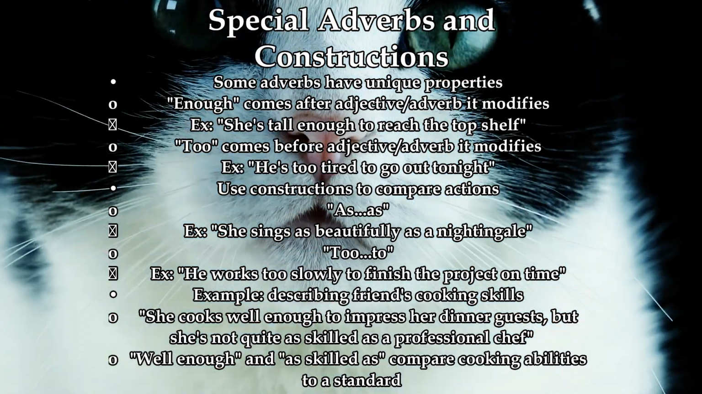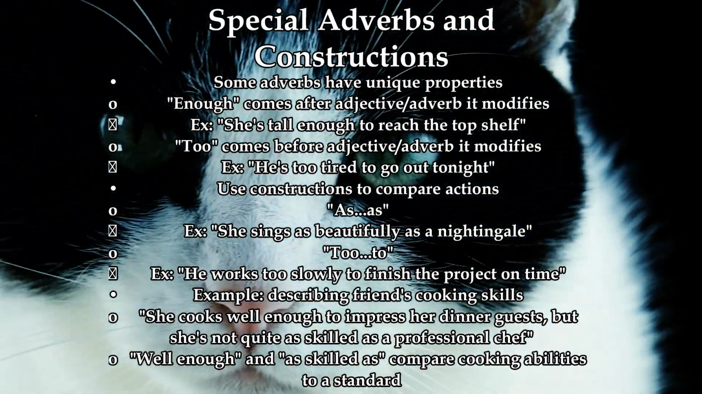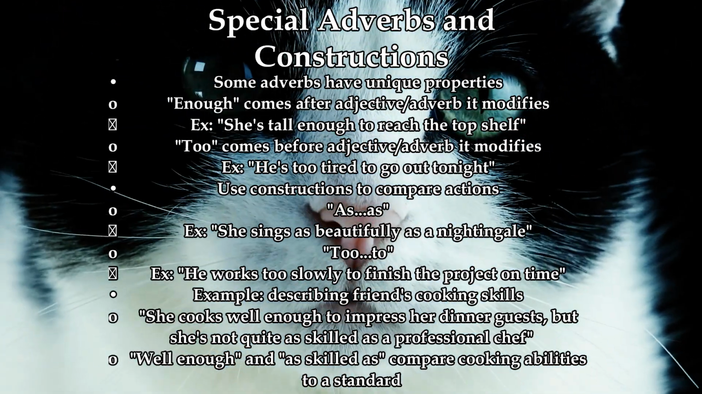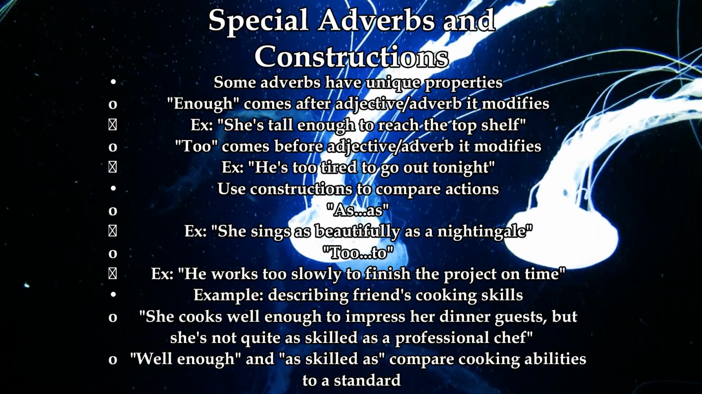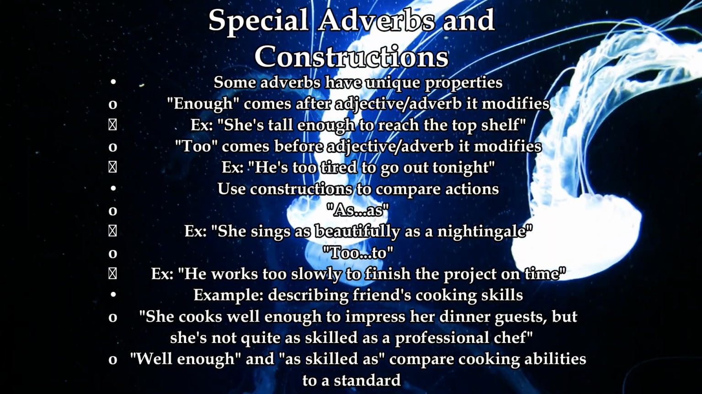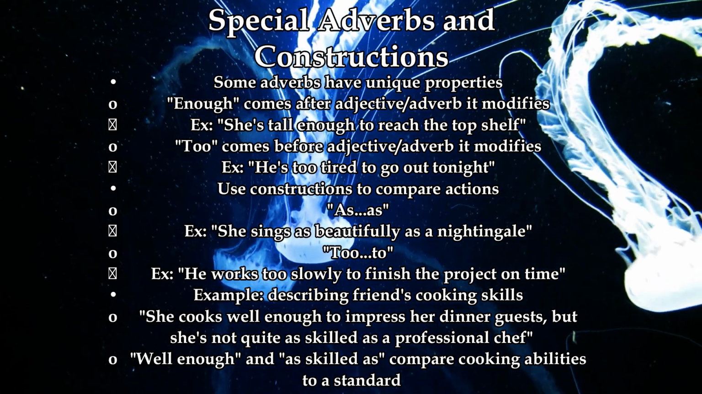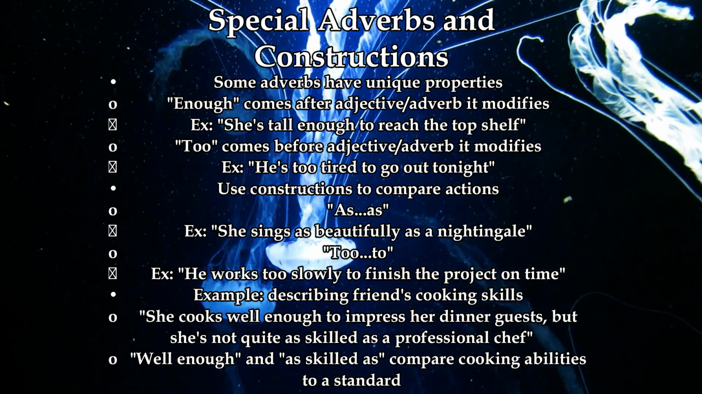Let's say you're describing a friend's cooking skills. You could say, she cooks well enough to impress her dinner guests, but she's not quite as skilled as a professional chef. Here, well enough and as skilled as are special constructions that compare your friend's cooking abilities to a certain standard.